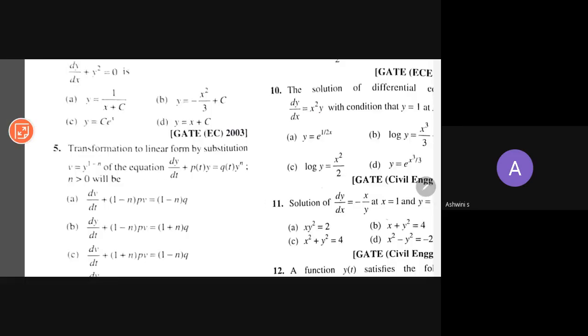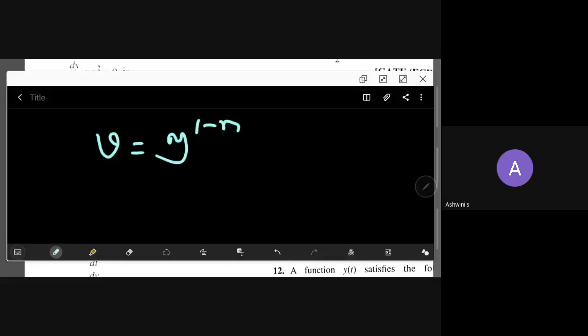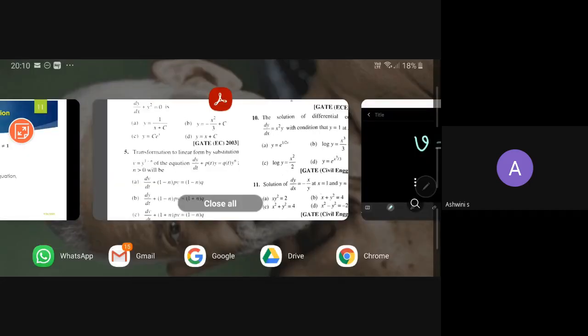V is equal to y power 1 minus n. So what will come? He is talking about t here. Please see, instead of x, we have t. I have already given the PPT.